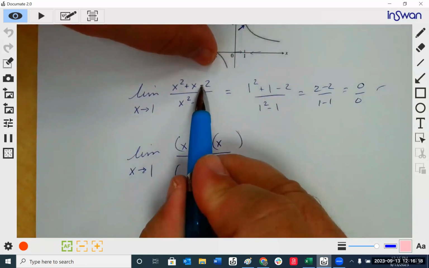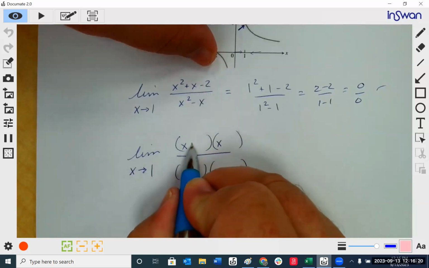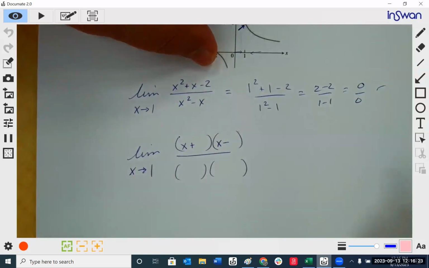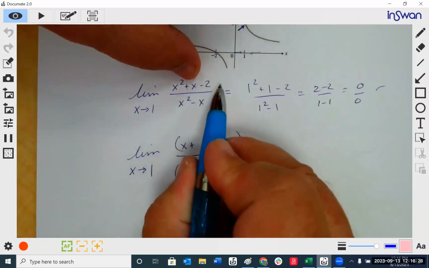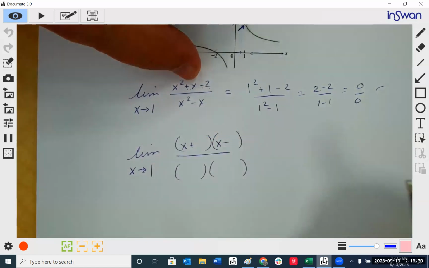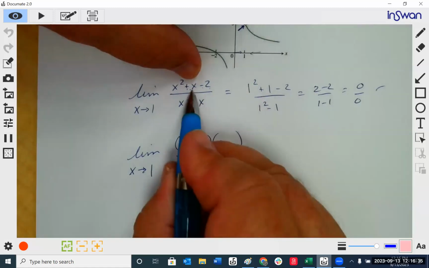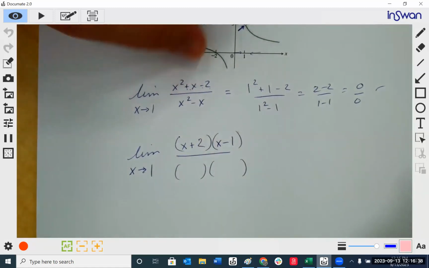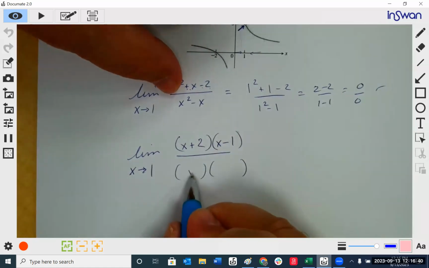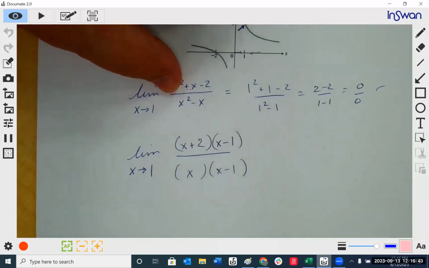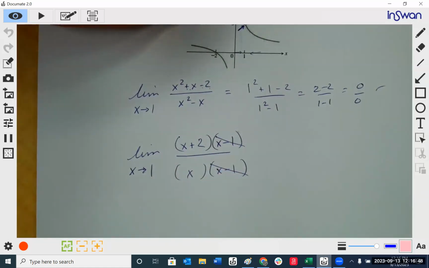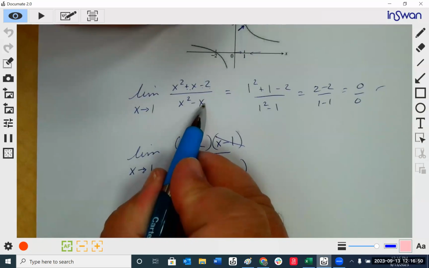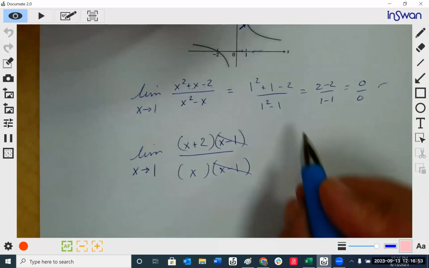Since the second sign is a minus, the signs have to be different, and the bigger number has to be a plus. So what times what equals 2, and when you subtract them, you get 1? 2 times 1 is 2, 2 minus 1 is 1. So x plus 2, x minus 1. On the bottom, they both have an x. That's the difference. No, that was not squared. Oh, x. Let's just factor out a common term.